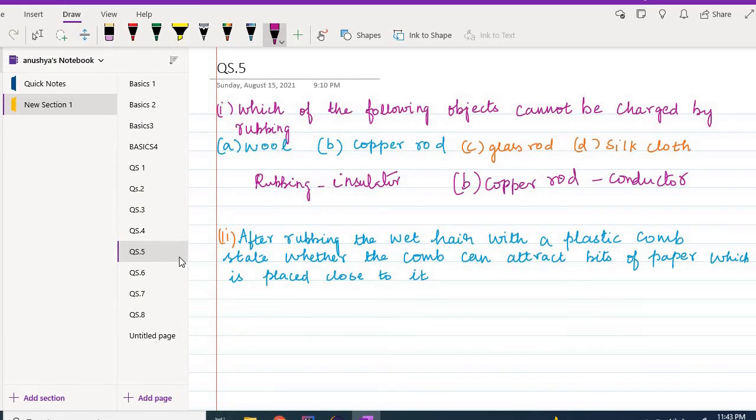Okay, next: after rubbing wet hair with a plastic comb, state whether the comb can attract bits of paper placed close to it. When the hair is in wet condition, the friction between the hair and the comb will be less. Due to less friction, the comb cannot attract paper.